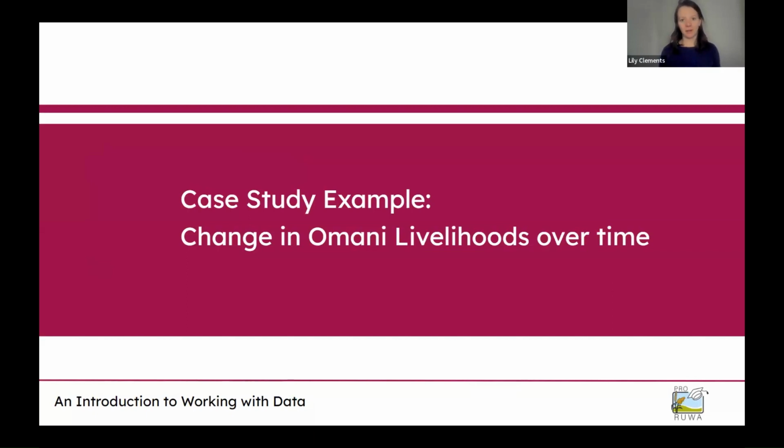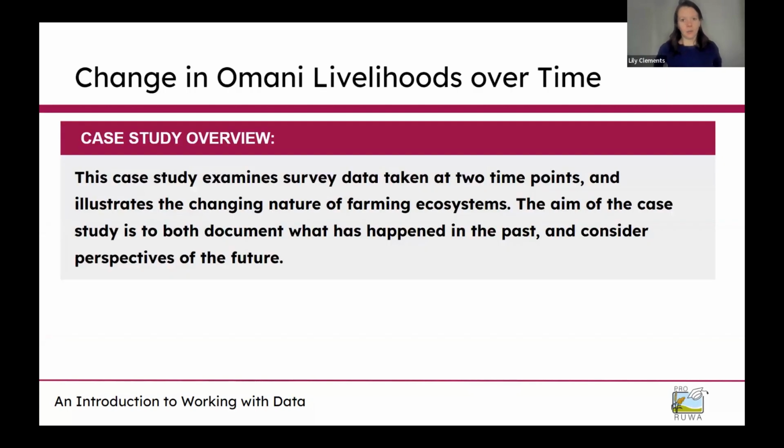So in this second part of this topic, we're going to look more into detecting, but here more specifically on missing values. For this, we're going to use the change in Omani livelihoods over time case study. A quick overview: this case study is given in more detail in topic 1, but it examines survey data taken at 2 time points and illustrates the changing nature of farming ecosystems. The aim of the case study is to both document what's happened in the past and consider future perspectives.